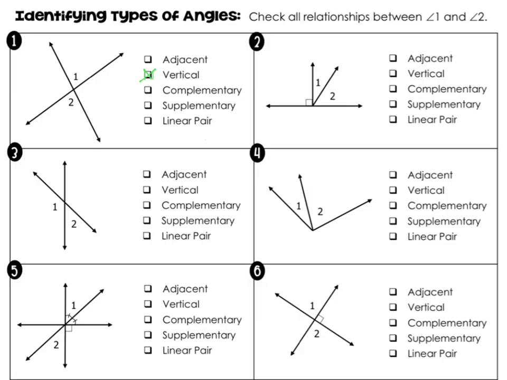Okay, we'll do number 2 as well. Angles 1 and 2 are next to each other, which means they're adjacent. And they also form a 90-degree angle, because if this side is 90 degrees, then this side also must be 90 degrees. So they are also complementary.